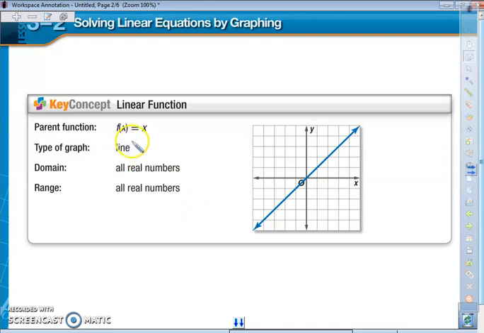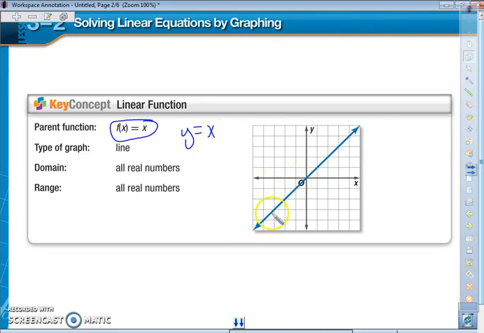Parent functions. Every different type of function that we have, linear functions, quadratics, exponential functions, all of these are going to have a parent function. A parent function is the most simple function that you can have. f of x equals x. Now remember, f of x can also be written as y. So y equals x. That's about as simple as you can be.